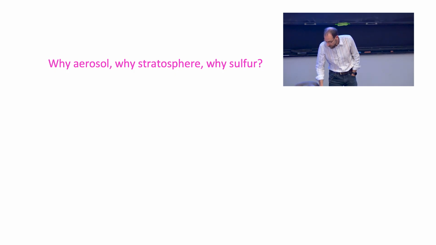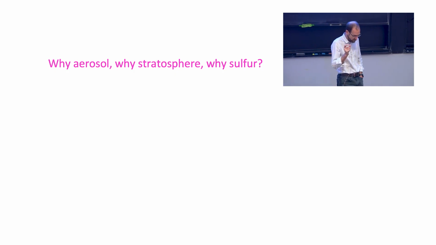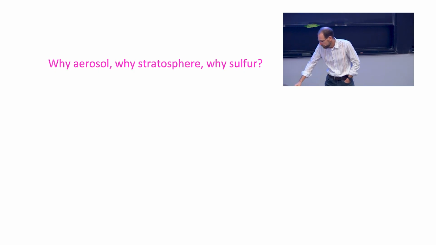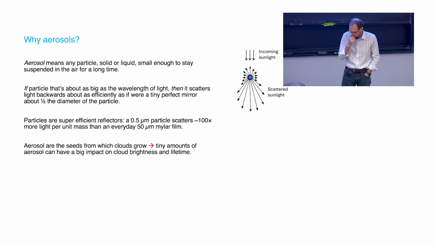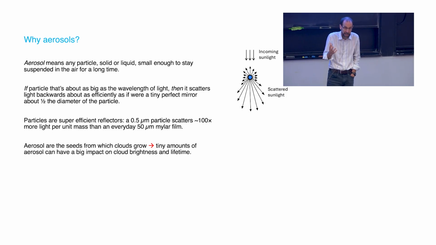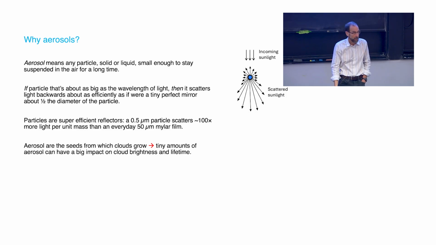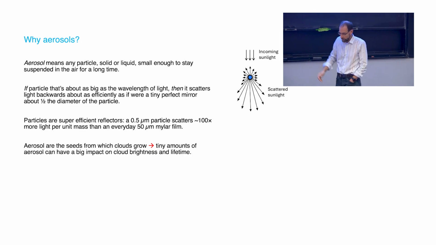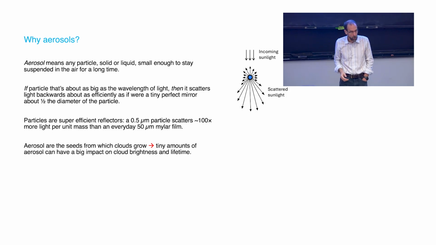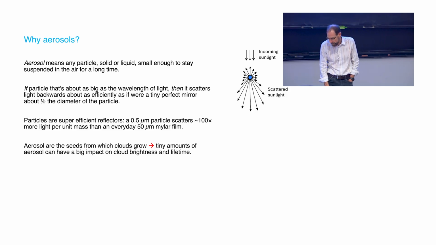Now I want to deal with these three questions in a row in some detail. Why are we talking about aerosols? Why are we talking about the stratosphere? Why are we talking about sulfur? So aerosols first. Aerosol is just a fancy word for a particle that's small enough that it doesn't sink very quickly. That is, its settling time is slow. So just think of an aerosol as a particle, could be a solid or liquid, that's small enough that it is suspended in the air, not forever, but for long enough that you can think of it as suspended.